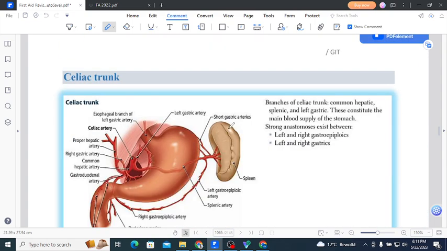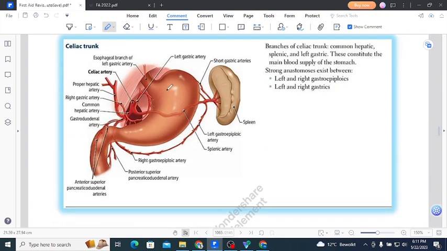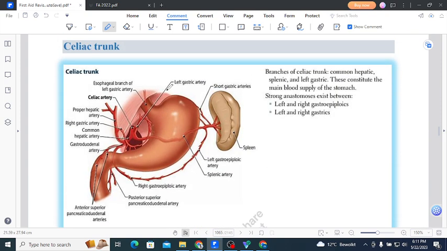Then moving forward to the next point, that is the celiac trunk. The celiac trunk is the first branch of the abdominal aorta inside the abdomen that is going to supply the GIT structures. It is the main blood supply for the foregut, and it originates at the level of T12. The branches of the celiac trunk are the common hepatic artery, the splenic artery, and the left gastric artery. These constitute the main blood supply for the stomach. Strong anastomosis exists between the left and right gastroepiploic arteries and the left and right gastric arteries.